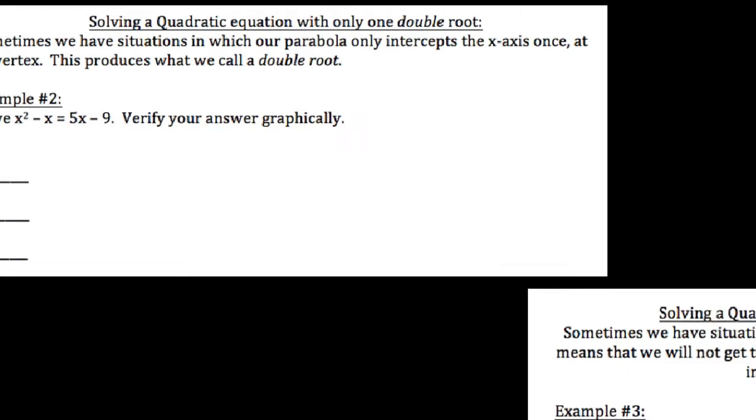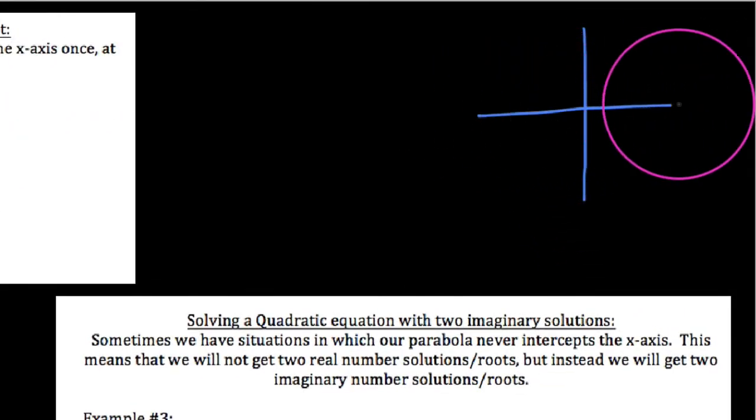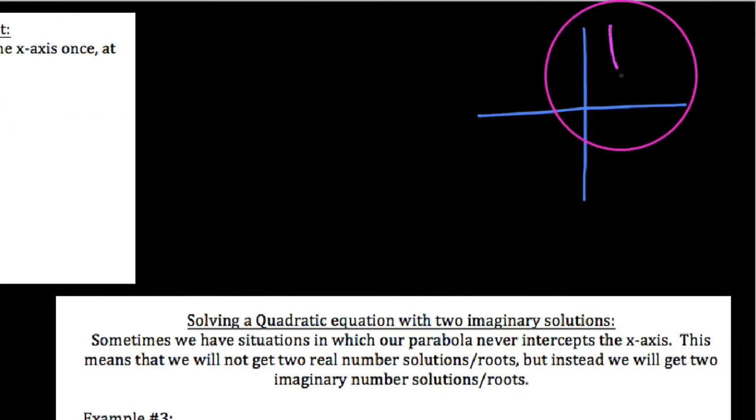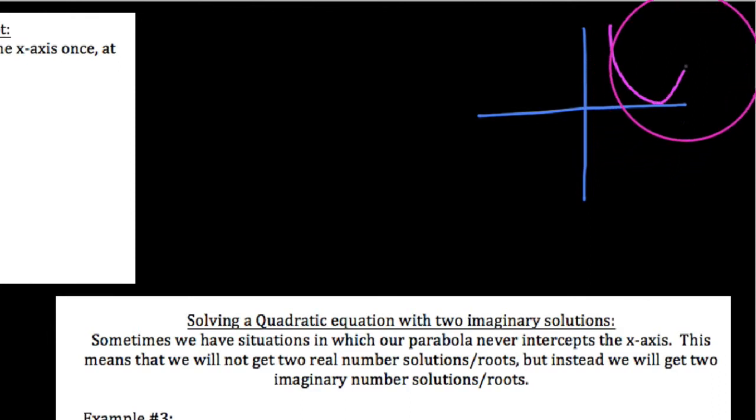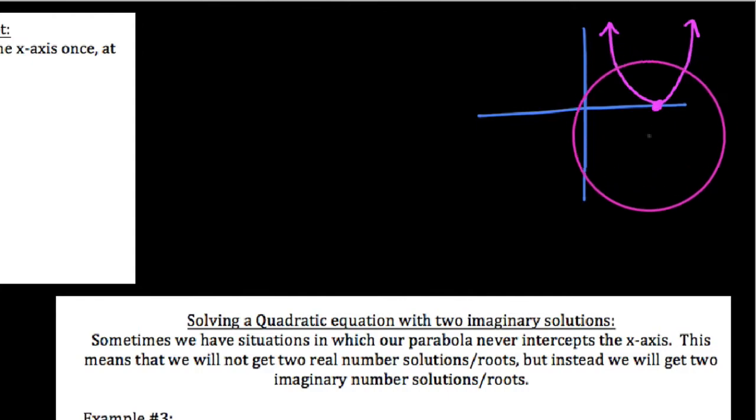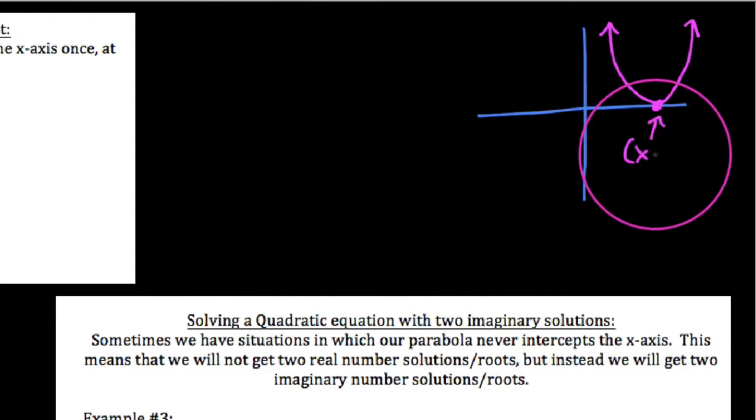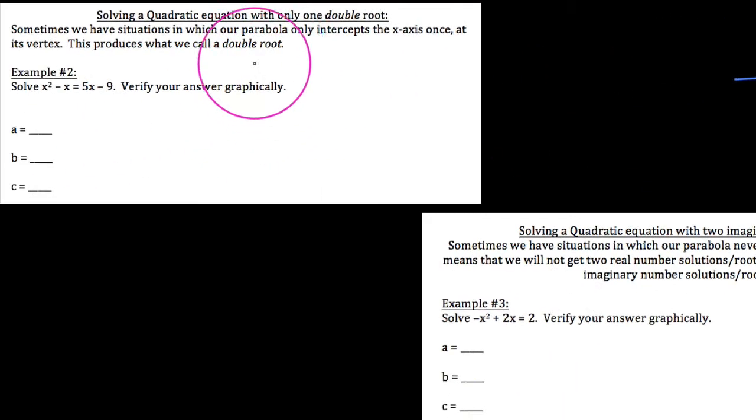So for instance, if we were to have a situation like we're about to see here, it is very possible that when we go solve this quadratic, it looks something like this. And what we're going to find is that it has an x value that caused our y value to be 0, but it's the same x value twice. So we call this a double root, okay? So what we want to do is go solve this equation right here.